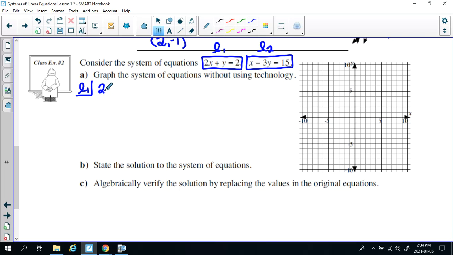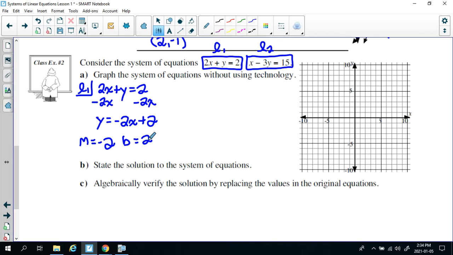Okay, so line 1 is 2x plus y is equal to 2. I want to get it in y equals mx plus b form, so I'm going to subtract 2x from both sides of the equation. And then I would have y would be equal to -2x plus 2. Therefore, my slope, m, would be -2, and my y-intercept would be equal to +2. Okay, so let's go ahead and plot this. So on the graph here, my y-intercept would be +2.